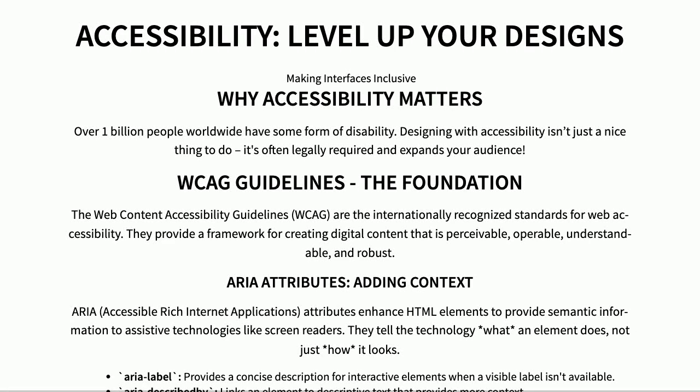Let's talk about making our websites and apps usable for everyone. Accessibility isn't just a nice to have, it's crucial. The WCAG guidelines are the standard we follow to ensure things like readability, keyboard navigation, and compatibility with screen readers. ARIA attributes are powerful tools that give assistive technologies like screen readers more information about what an element does. For example, you can use aria-label to provide a short description for buttons or links when there isn't a visible label. It's all about providing context and making sure everyone can easily understand and interact with your designs.